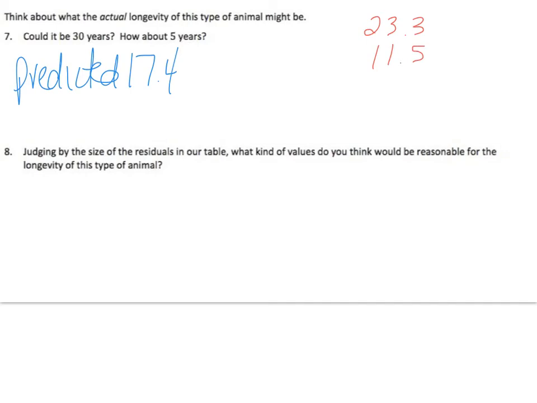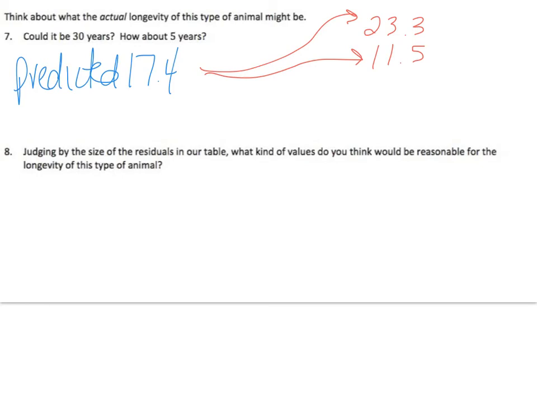So I would assume that, with the error that the residuals show for every animal that we have actual data for, the error is plus 5.9 and minus 5.9. And if I've predicted a 17.4, I can't imagine the actual longevity being 30 years or 5 years. It's too far away from the prediction.